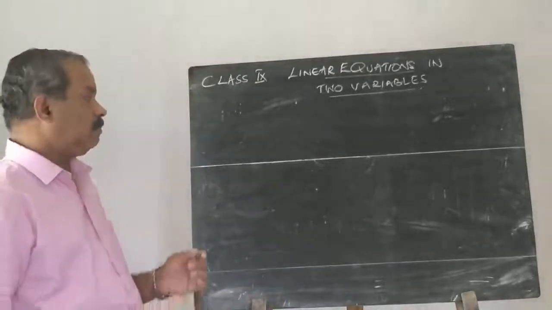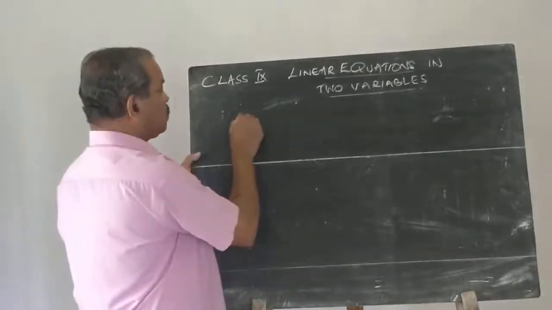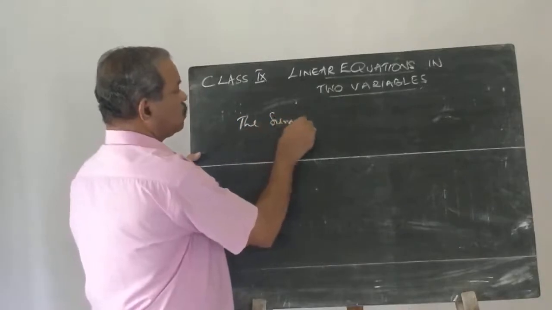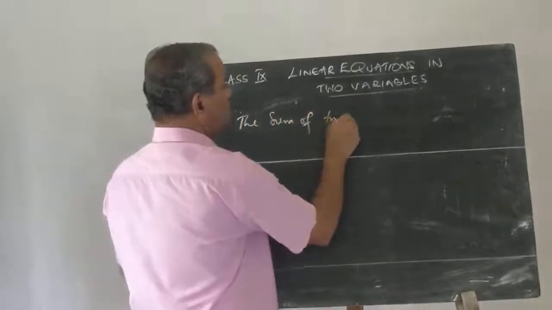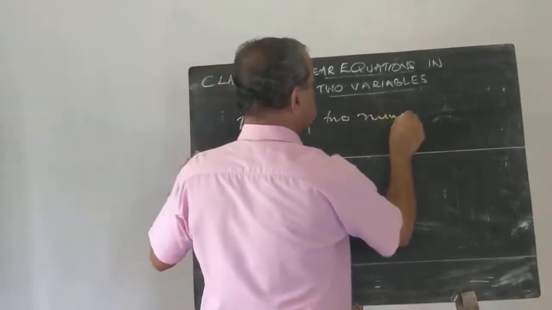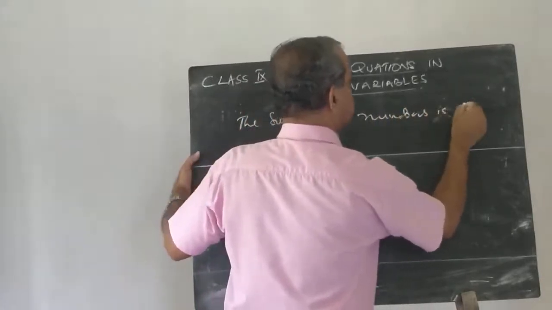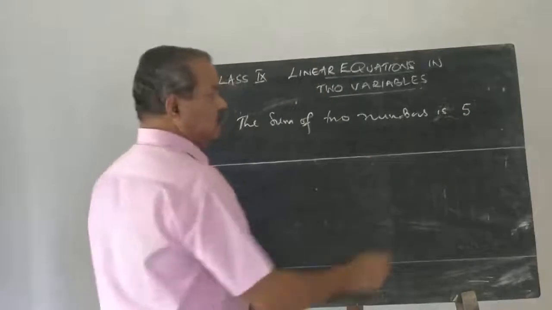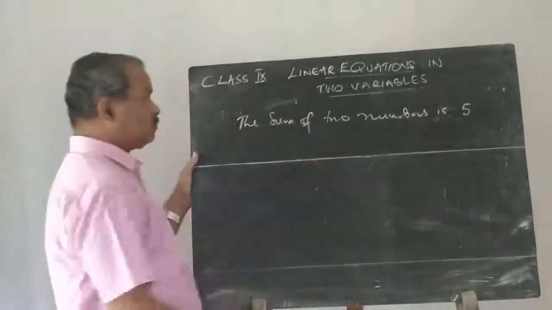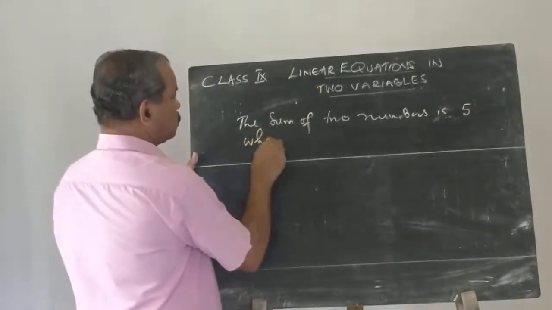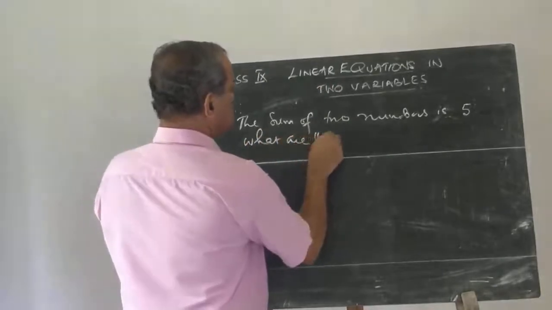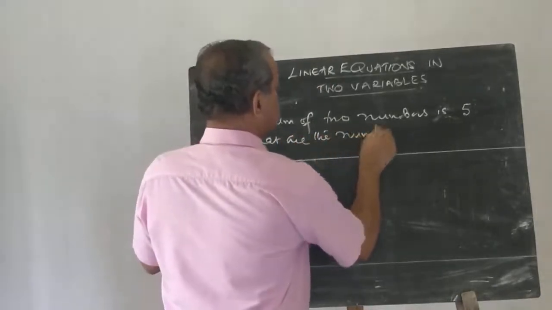For example, consider this statement: the sum of two numbers is 5. What are the numbers?